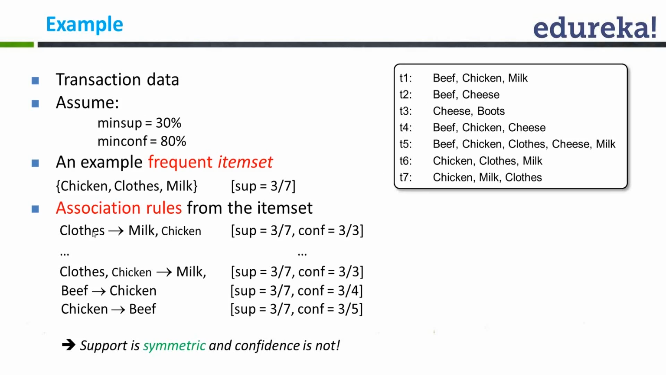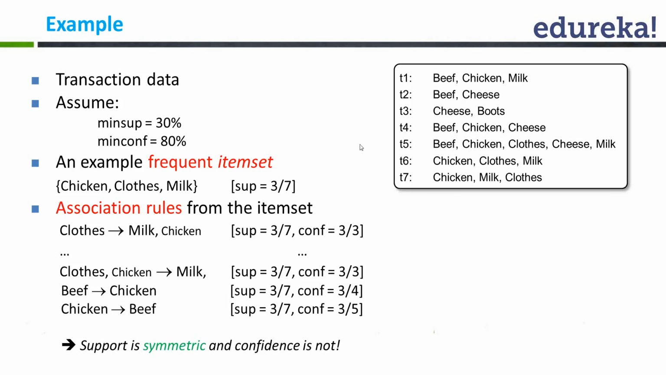Support will be the union of these. How many transactions contain clothes, milk and chicken together? So which one is that? Clothes, chicken, milk. Clothes, milk, chicken, same thing. And then this one, right? No, where's clothes, chicken, milk? Yeah, exactly this one. So there are 3 transactions which contain the union of all.